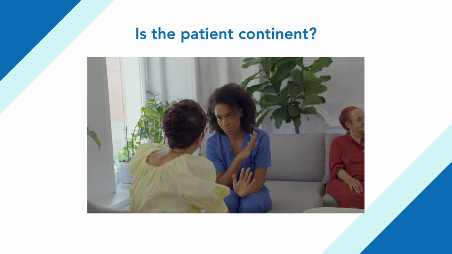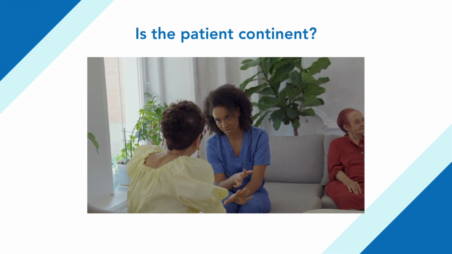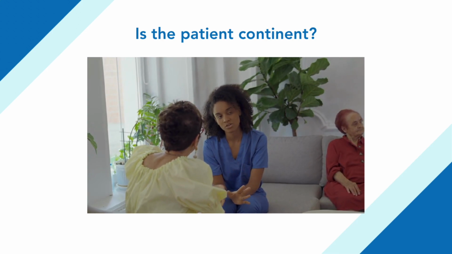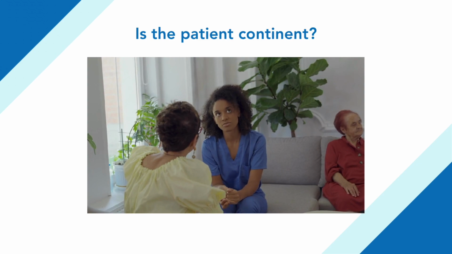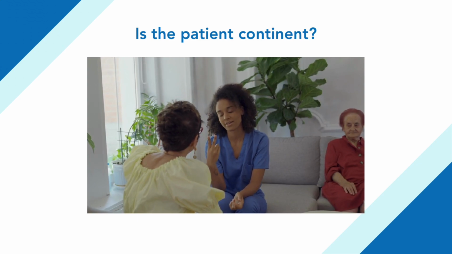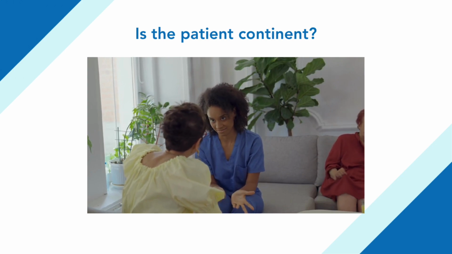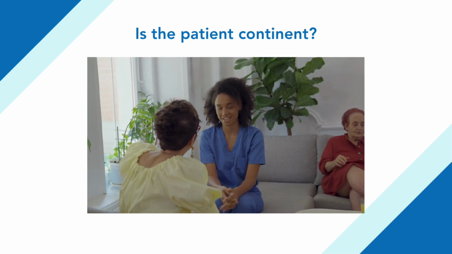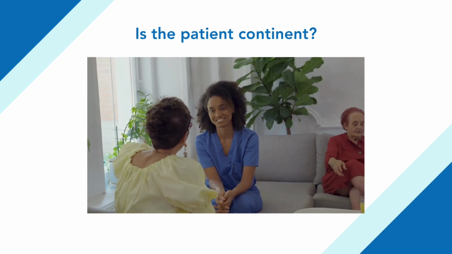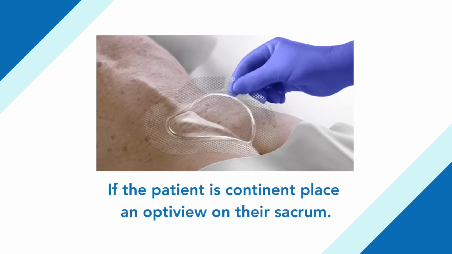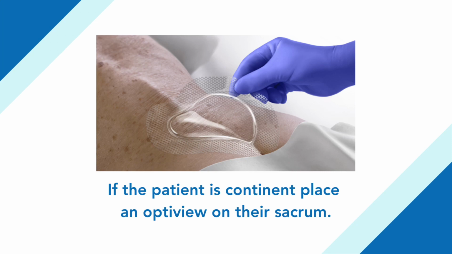After determining the patient's Braden score, if they have a score of 18 or below, you will continue the algorithm. If they do not have a score of 18 or below and have a score higher than 18, then no intervention is warranted. If the score is lower than 18, the next question you will ask yourself is: is this patient continent? If the patient is continent, we will be placing an Optiview on their sacrum.